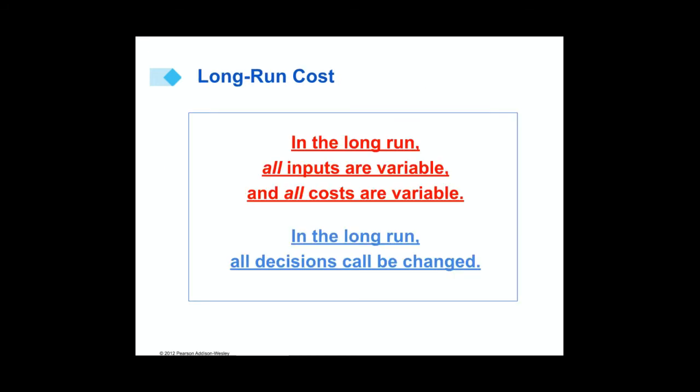Now, when we talk about the long run, remember that all inputs are variable and all costs are variable. So really, in the long run, all decisions can be changed. Even something like a factory, which is a fixed cost that maybe you can't change in the short run, in the long run you can retool it, you can sell it, you can go out of business, you can make it into something else. The long run is the period of time long enough where you really can change all of these decisions.